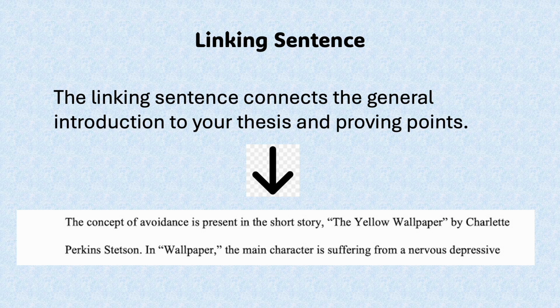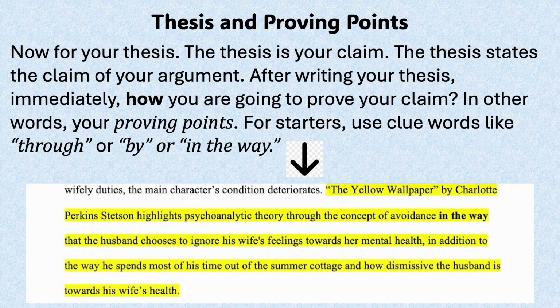Linking sentence. The linking sentence connects the general introduction to your thesis and proving points. The linking sentence is key. The thesis and proving points. The thesis is your claim. The thesis states the claim of your argument. After writing your thesis, state immediately how you are going to prove your claim. In other words, your proving points. For starters, use clue words like through or by or in the way.